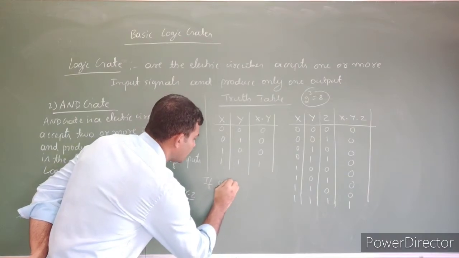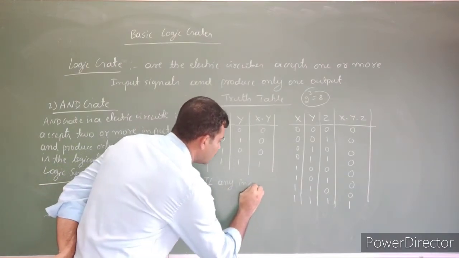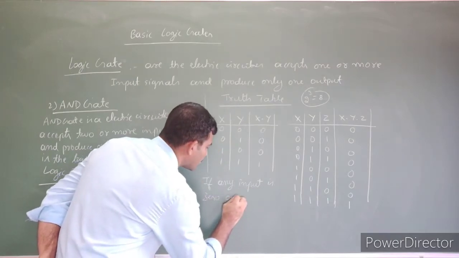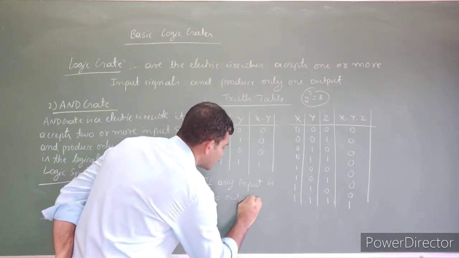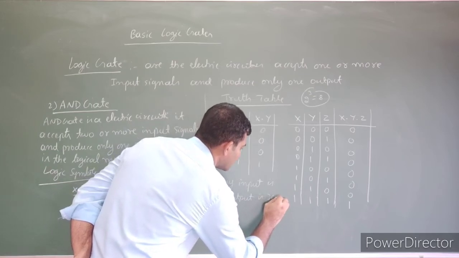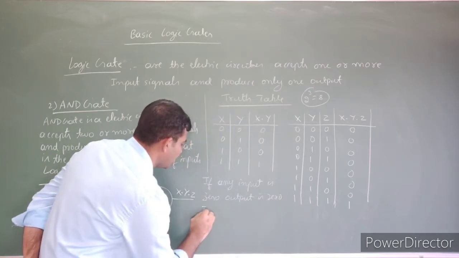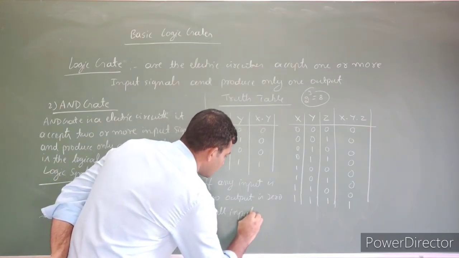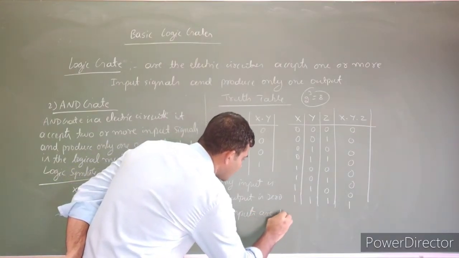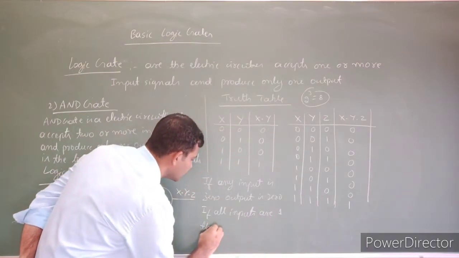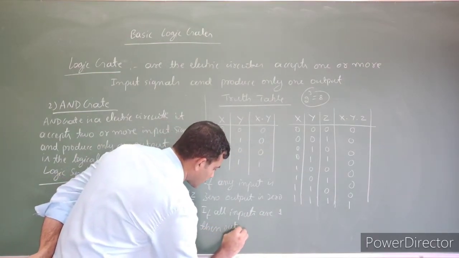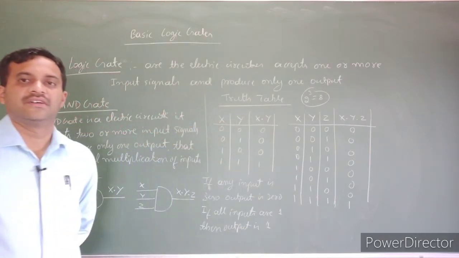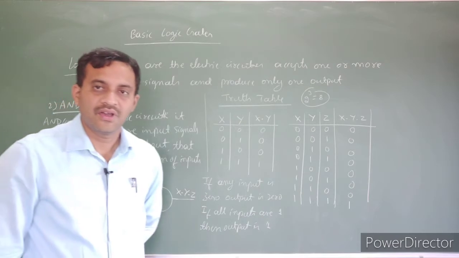If any input is 0, output is 0. If all inputs are 1, then output is 1. Okay, this is the working of AND gate.